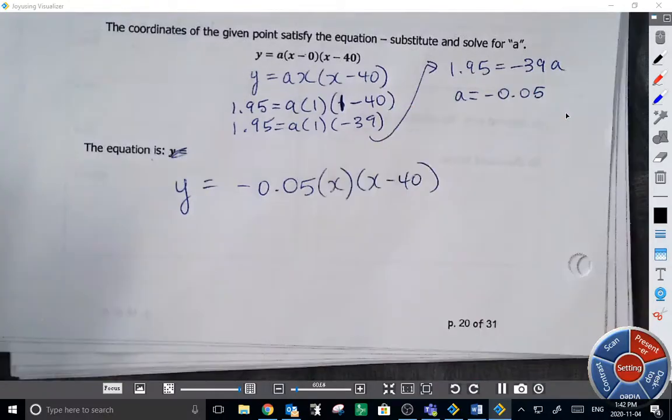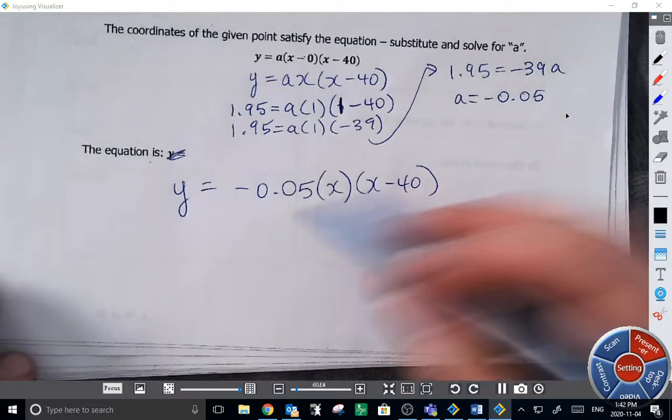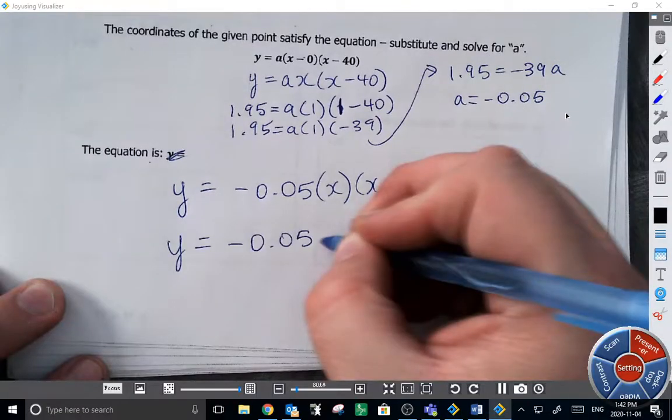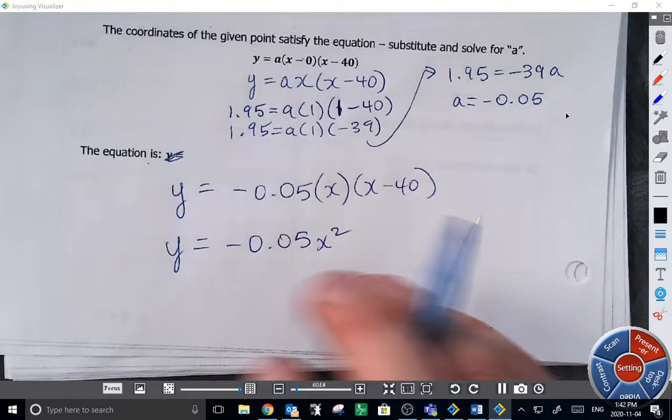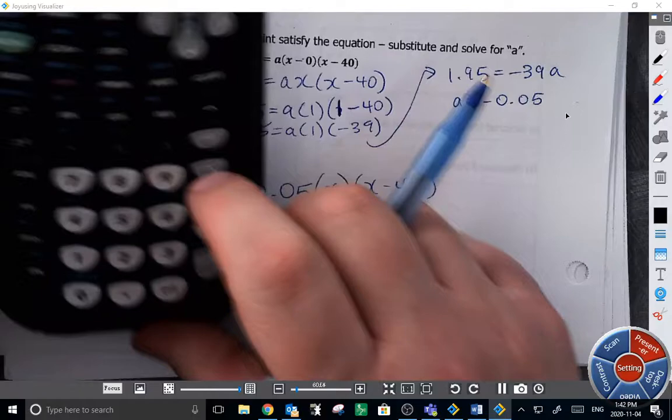You could leave it like that. That is one of the 3 forms of a quadratic equation, factored form. But what if I wanted it in standard form? In standard form, this would work out to negative 0.05 x squared, and then negative 0.05 x times negative 40. If I take my calculator and multiply negative 0.05 by 40, I'm going to get 2. But it's a negative times a negative, so it's plus 2x.